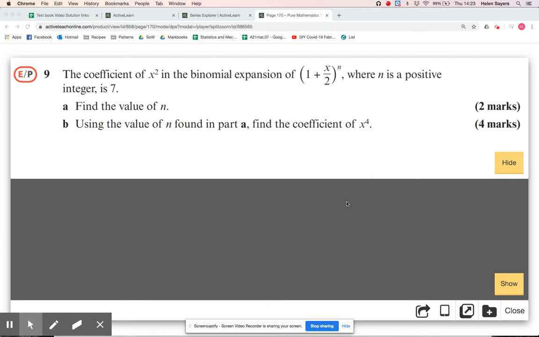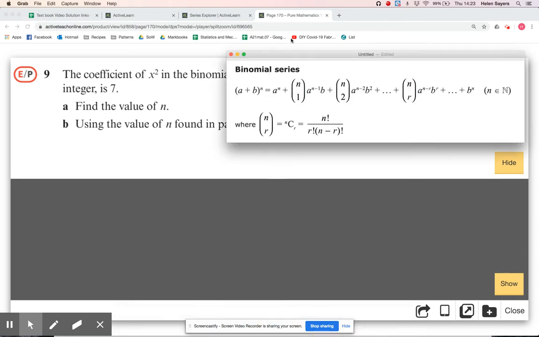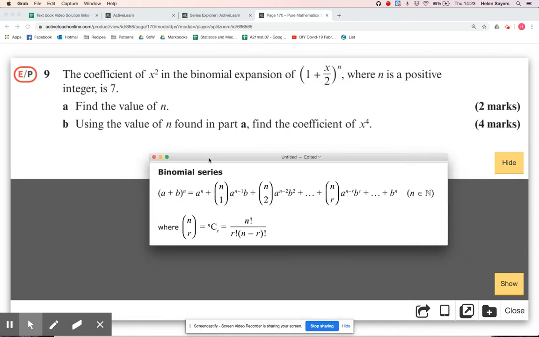Okay, we're looking at the first year core textbook, mixed exercise 8, so we're on binomial expansion. And we are on question 9. Okay, so we've got an exam question and a problem solving one as well. Part A is only worth 2 marks, and we are told that the coefficient of the x squared term in this expansion is 7.